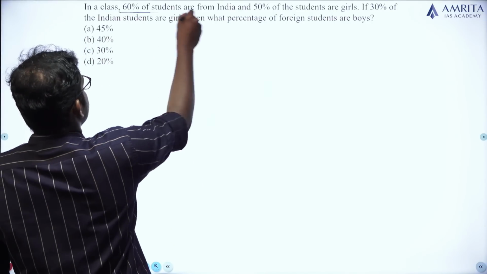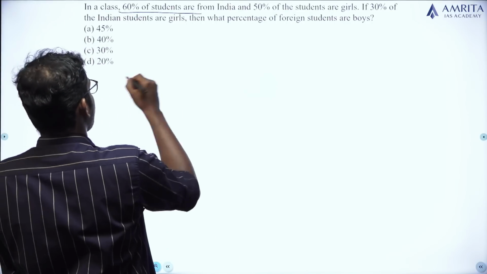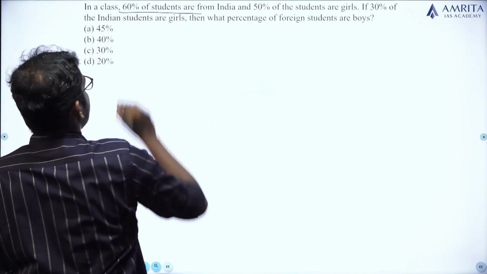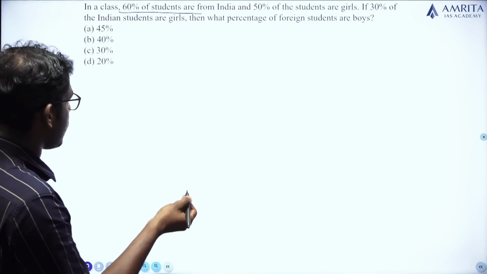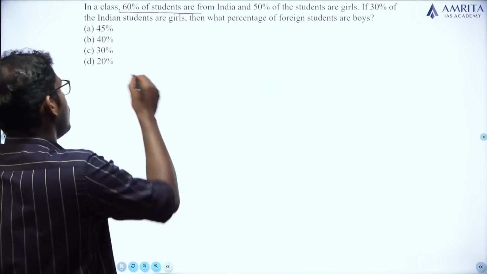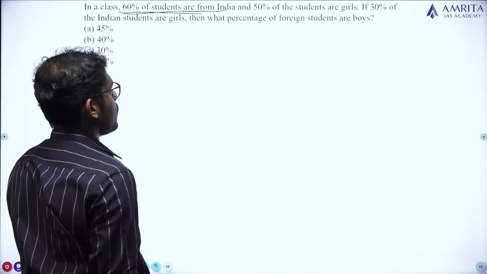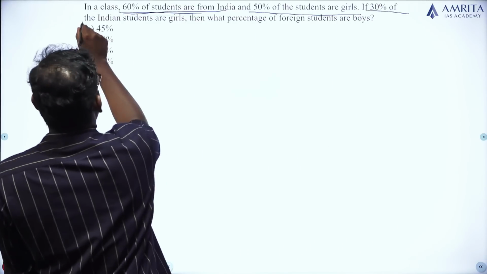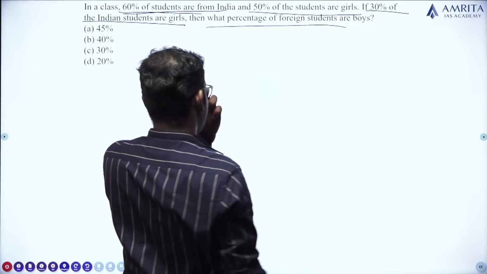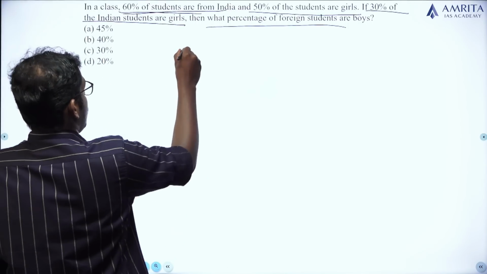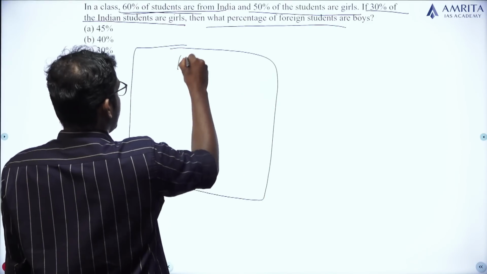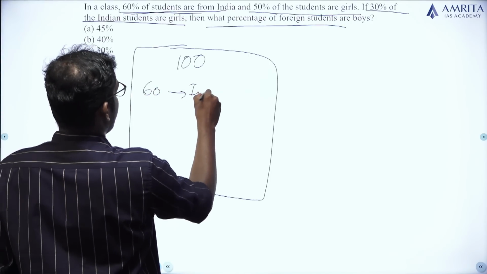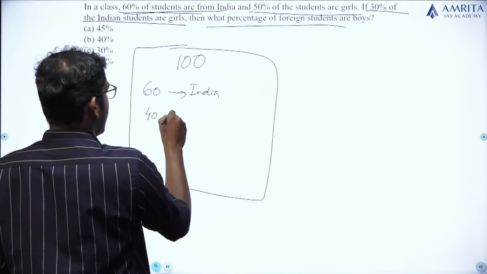Next question. In a class, 60% of the students are from India and 50% of the students are girls. If 30% of Indian students are girls, then what percentage of foreign students are boys? Okay, fine. So let the class contain 100 students. Out of the 100, 60 are from India, then 40 are foreigners.